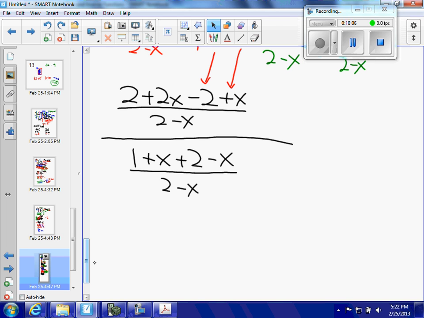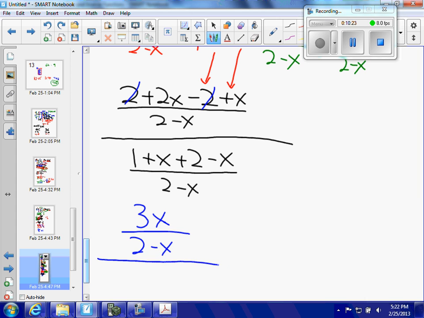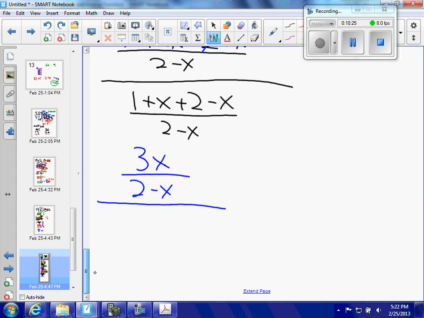So let's simplify a little bit more. I'll look at my numerator. I have positive 2 and negative 2. Those go away. And I have 2x plus x. So I have 3x over 2 minus x in my numerator. And in my denominator, I have 1 plus 2, which is 3, and my positive x and my negative x cancel out, over 2 minus x.